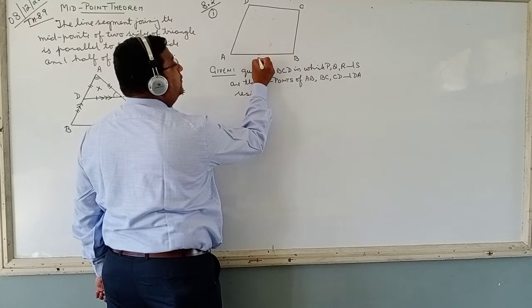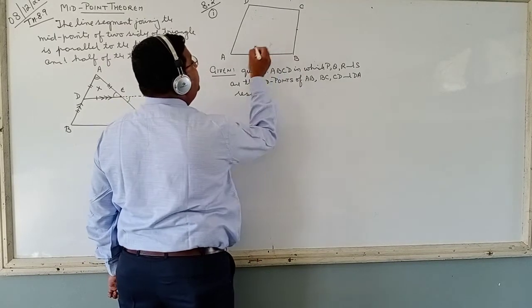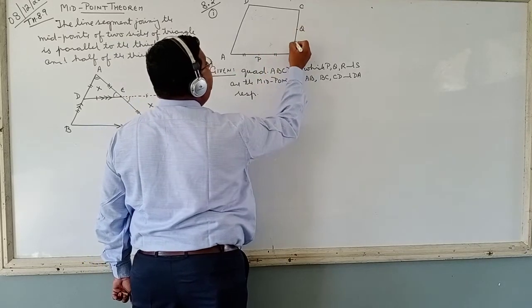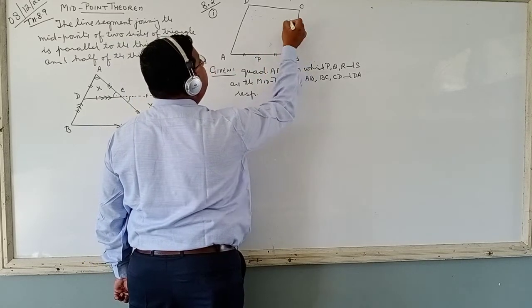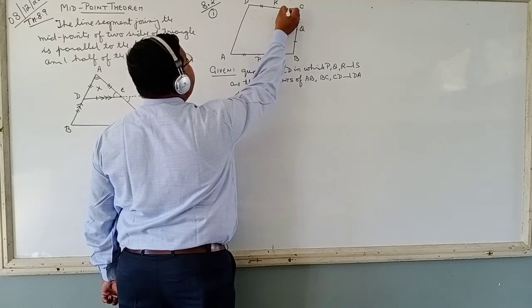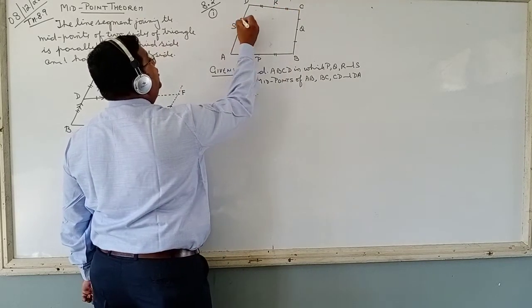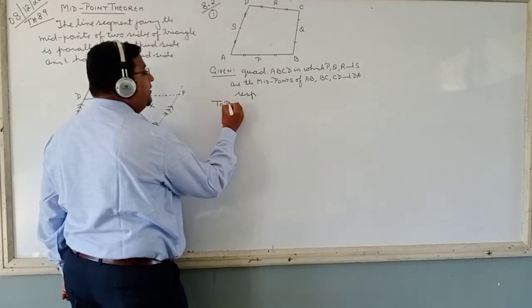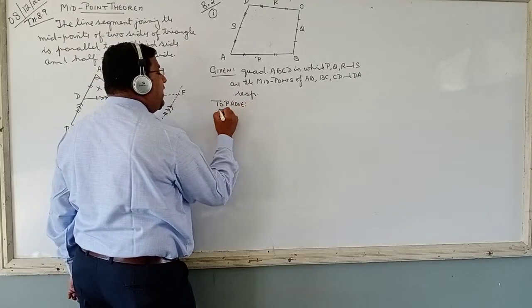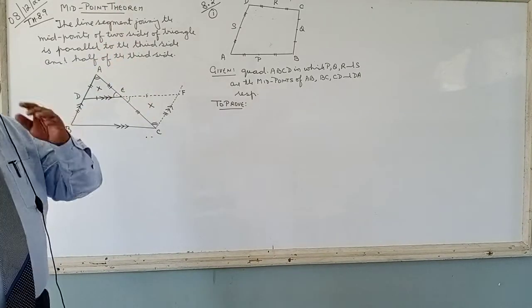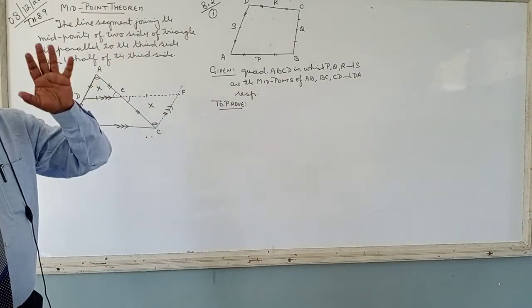P is the midpoint of AB. That means AP is equal to PB. Q is the midpoint of BC. That means BQ is equal to CQ. R is the midpoint of CD. That means CR is equal to DR. And S is the midpoint of AD. So AS is equal to DS. This is given to us. What we have to do, 4 things we need to do. Students, you don't have to solve anything over here. You just have to apply the theorem. It is very easy.